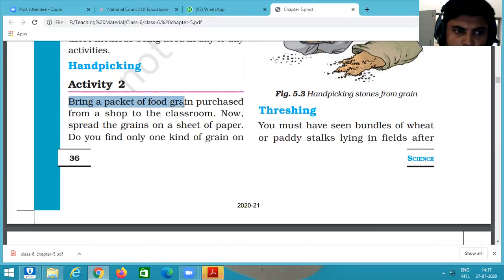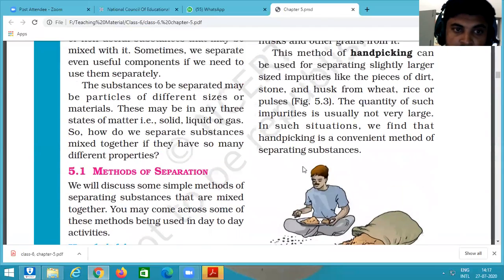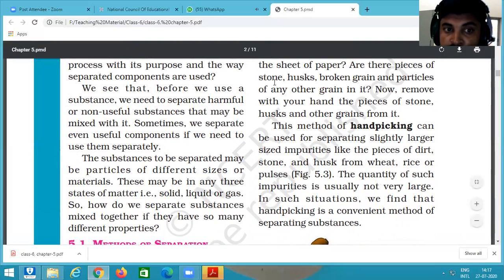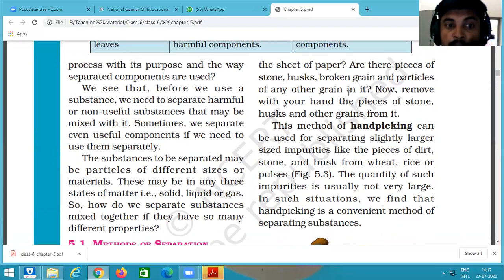Bring a packet of grain purchased from a shop and spread the grains on a sheet of paper. We take the grains, put them on the sheet of paper, and find different substances on it. Are there pieces of stone? Obviously there will be. Husk, broken grains, particles of other grains in it. Yes, isn't it? Now remove with your hand the pieces of stone, husk and other grains from it.